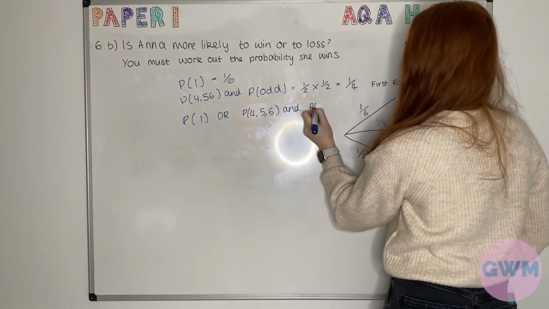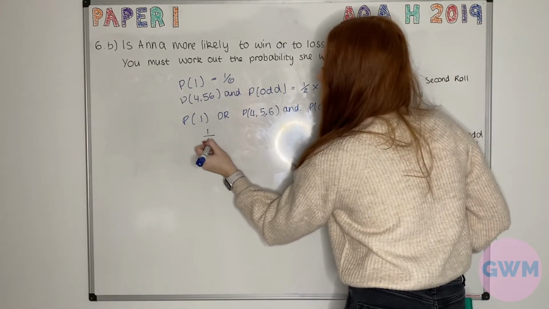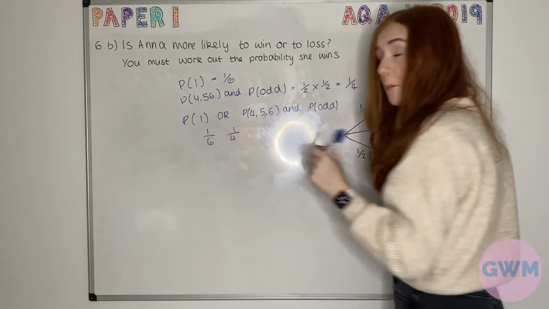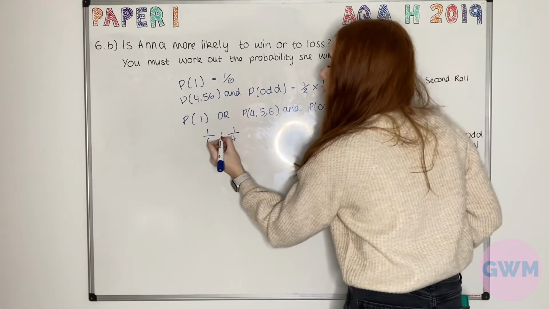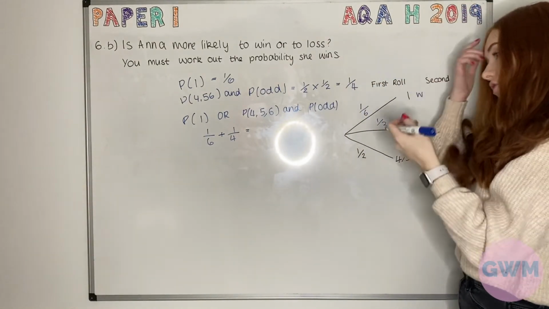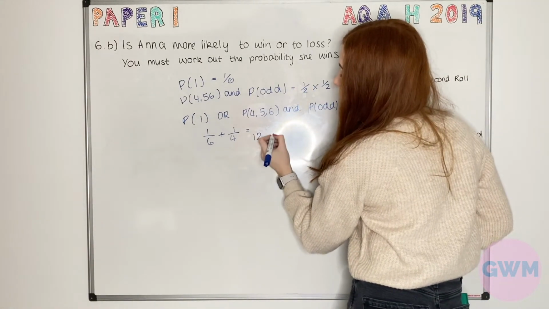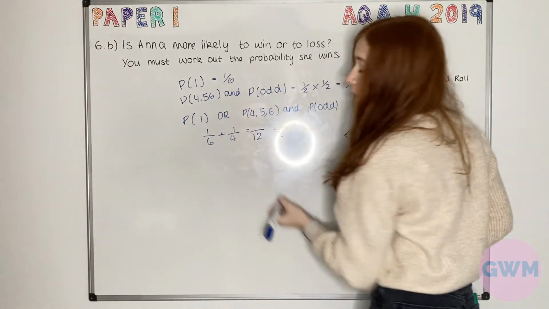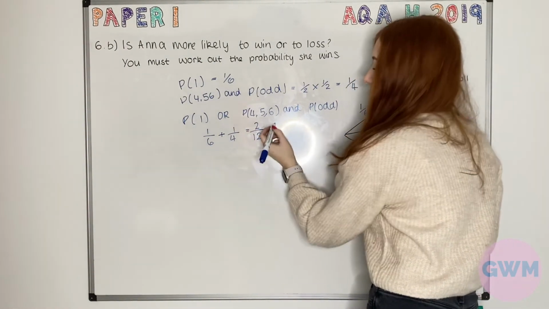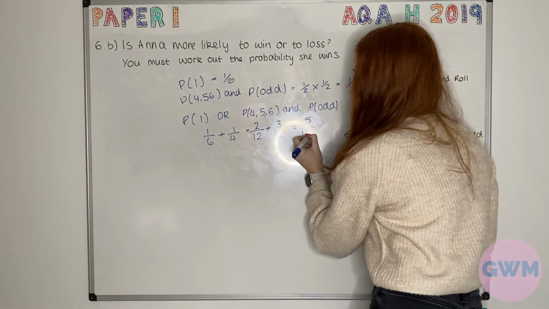Oops, probability of odd. So the probability of a 1 and the probability of this happening is a quarter. And remember what I said, or is an add, so we're adding these two together. That can be kind of complicated because we have different denominators. The best way to do that is to get them into the same denominator. Now, they both go into 12. 6 goes into 12 2 times, 4 goes into 12 3 times. So we add those two together, 5 over 12.